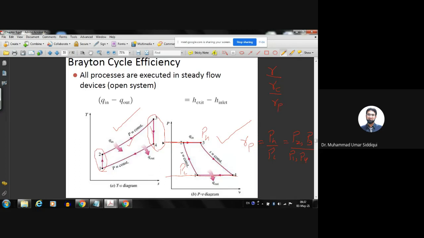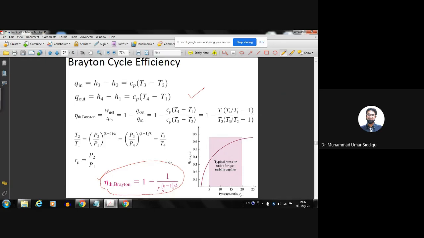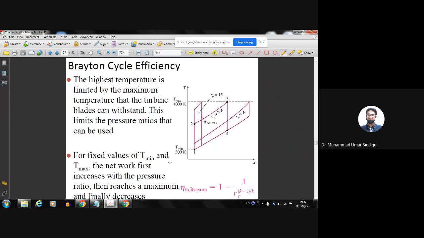So suppose we have RP and the constant specific heat assumption is valid. Then the efficiency of the Brayton cycle can be determined directly from this formula. This formula is developed by doing a little mathematical manipulation within these equations as shown here, so you can go through it yourself. The thermal efficiency of the Brayton cycle is 1 minus 1 over Rp power (k minus 1) divided by k, where Rp is the pressure ratio.